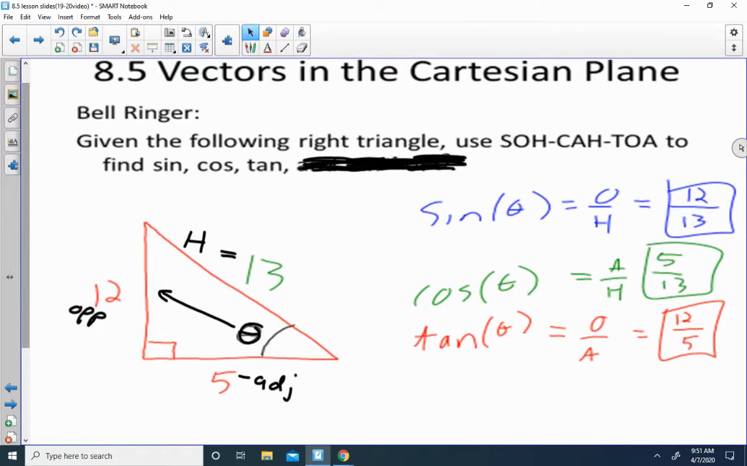So then off to the side, if you wanted to find sine, according to SOHCAHTOA, sine is opposite over hypotenuse, which the opposite is 12, hypotenuse is 13. Cosine is adjacent over hypotenuse, which in this case, adjacent is 5, hypotenuse 13. And last but not least, tangent, according to SOHCAHTOA, is opposite over adjacent. So the opposite is 12, and the adjacent is 5. Again, that's just a review of SOHCAHTOA.